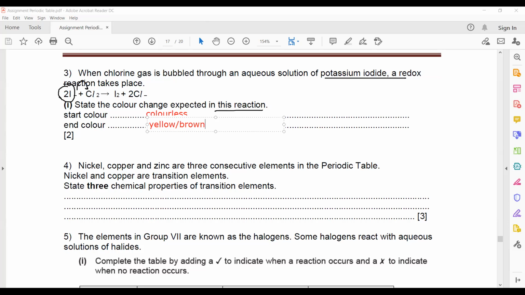Because iodine at room temperature is solid and its appearance is purple or black. But because this iodine is formed in the solution, black or purple is not acceptable, because the iodine is not forming iodine crystals, it is forming iodine solution. So iodine solution is not black or purple. If it is dilute, it will be yellow, and if a greater amount of iodine, then it will be brown in color.